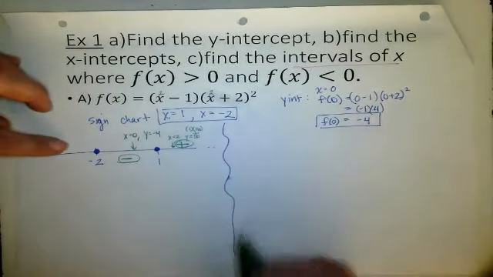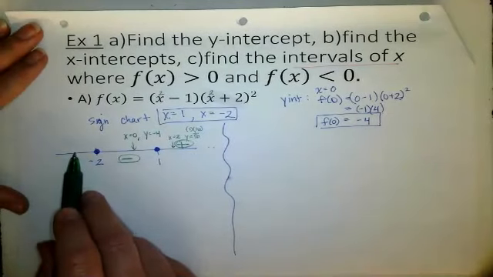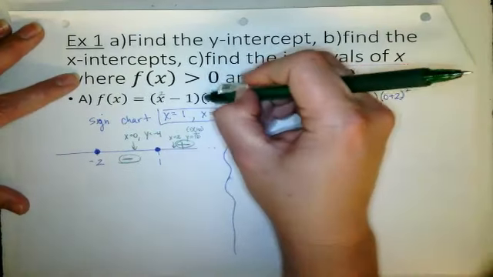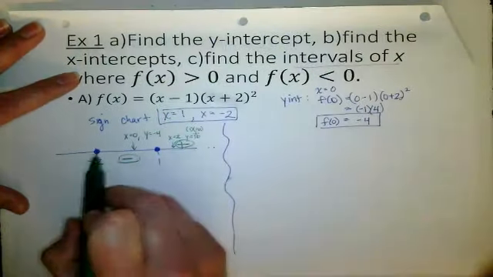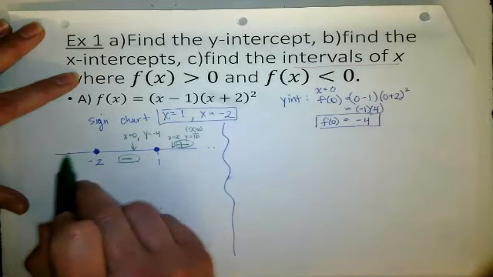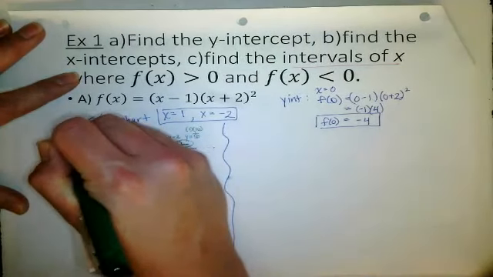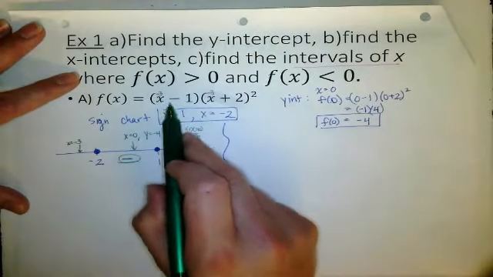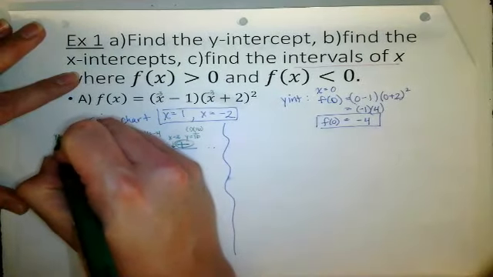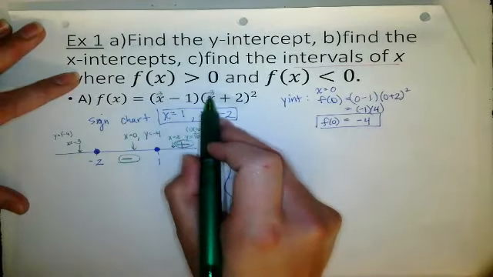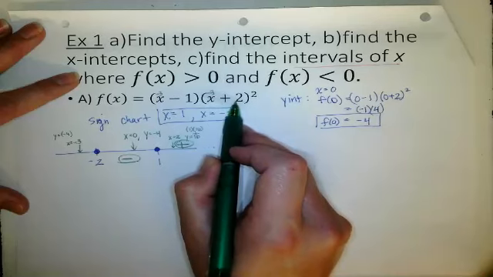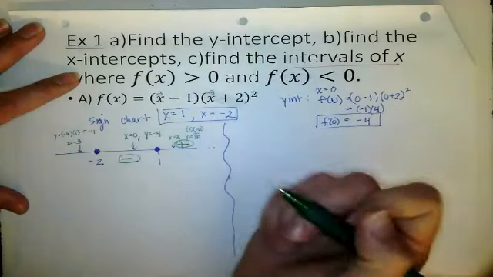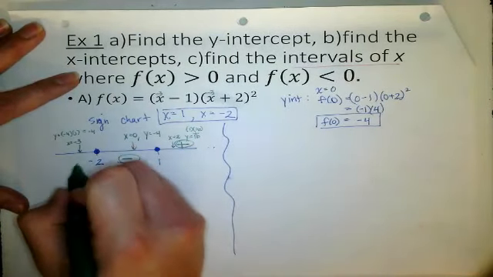And then over here, we want to plug in another value. So again, I can just plug in numbers. Anything to the left of -2: -3, -4, -5, -6. I'm just going to try -3. X equals -3. So I'm plugging in a -3 here. -3 minus 1 is -4. And -3 plus 2 is -1. But you square that, it becomes +1. And so we get -4 for the y value.